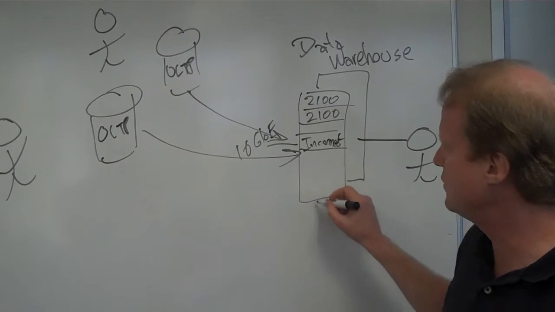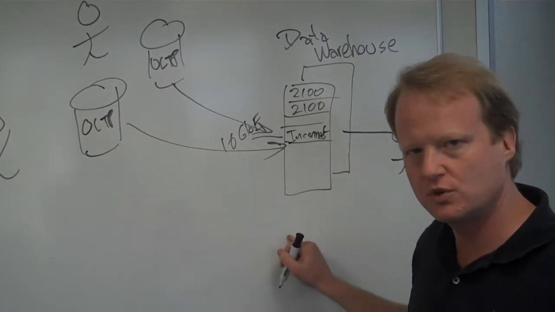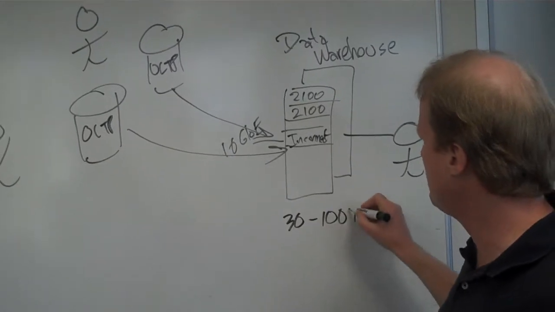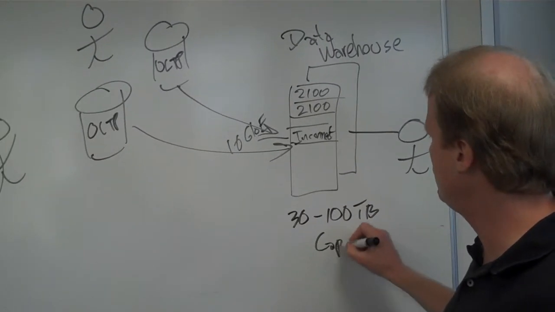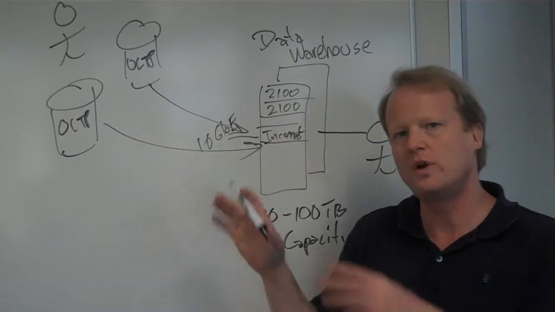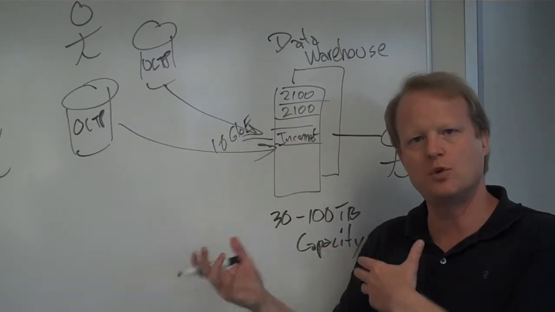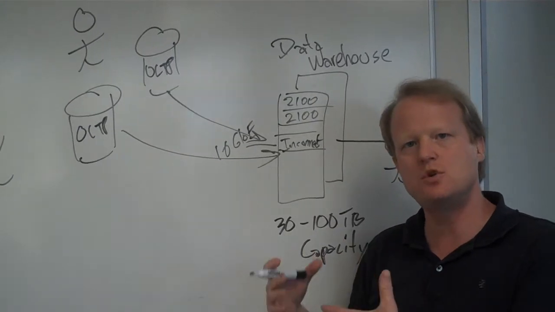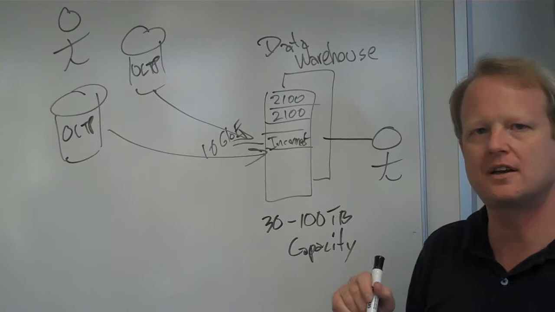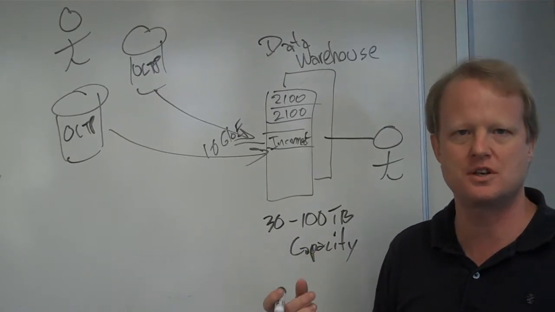So one rack of these 2100s with the internal storage can range between 30 and 100 terabytes of capacity. And what that means is that as we take the data and stream it in, we can continue to add history, we can add multiple data sources, and every time you have a step increase in the amount of data that comes in, you just add another rack and you end up with as much capacity as you need.